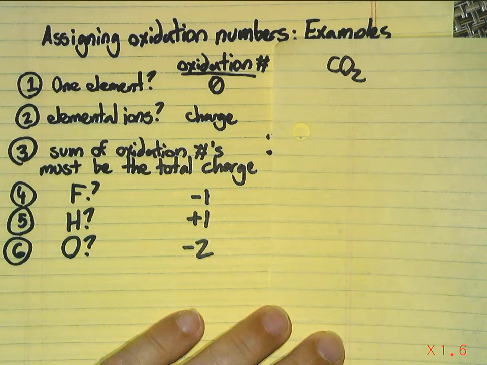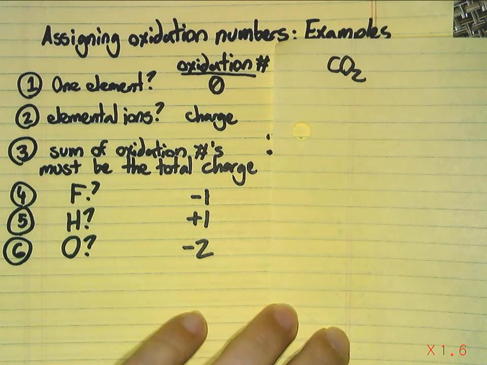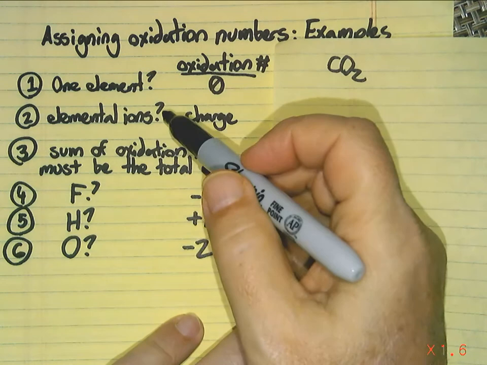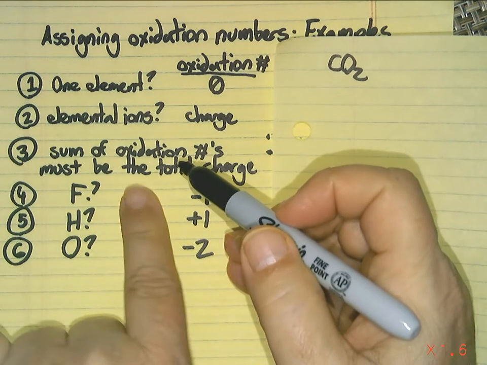because this is not an ionic compound. It's a covalent compound. How do I know that? Both of these elements that I have in my formula are nonmetals. If it were ionic, I'd need a metal and a nonmetal, but I don't have that. So rule 2 does not apply. So now I'm going to go down to rule 3.